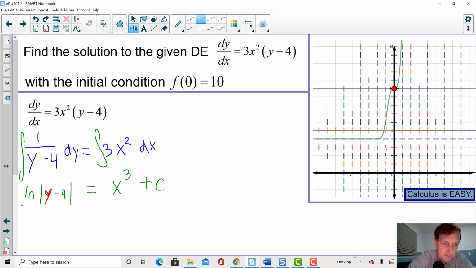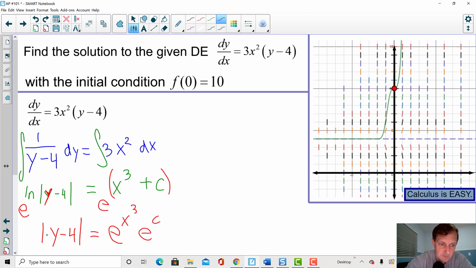So we're going to do e to the left side is equal to e to the right side. And that will give us absolute value of y minus 4 on the left. The right side, we have e to the x to the third times e to the c. Now on the left side, we can get rid of the absolute value if we put a plus or minus in front of it. And of course, we can move the plus or minus over to the other side.